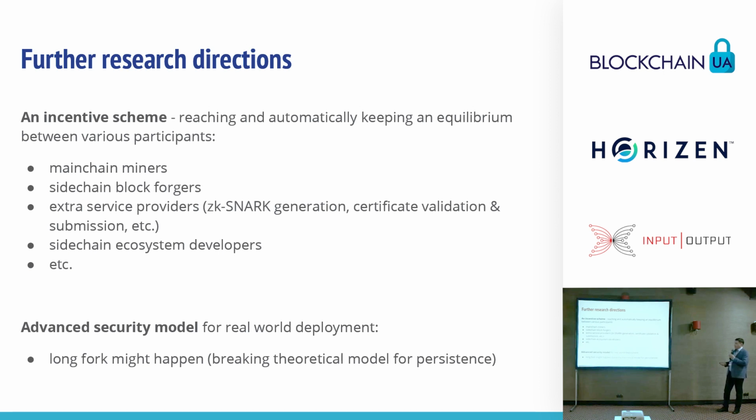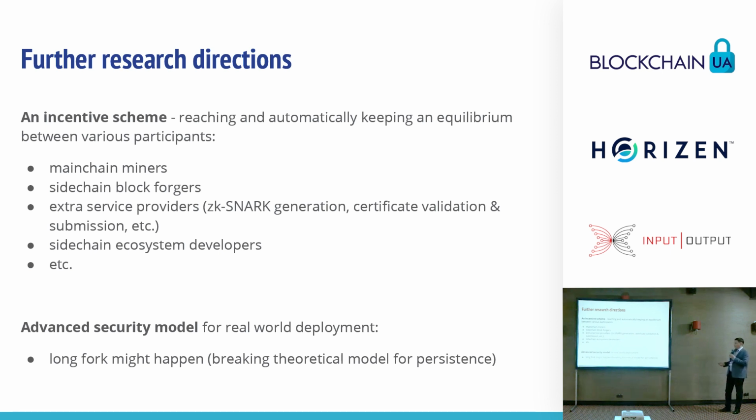We have extra service providers because we have SNARK generation that is computationally heavy, and some heavy computational resources are needed to generate SNARKs, and we need to do it in a fully decentralized way, not involving something like Amazon Cloud or Google Cloud or Microsoft Azure or DigitalOcean or something like that. We need to have full decentralization.